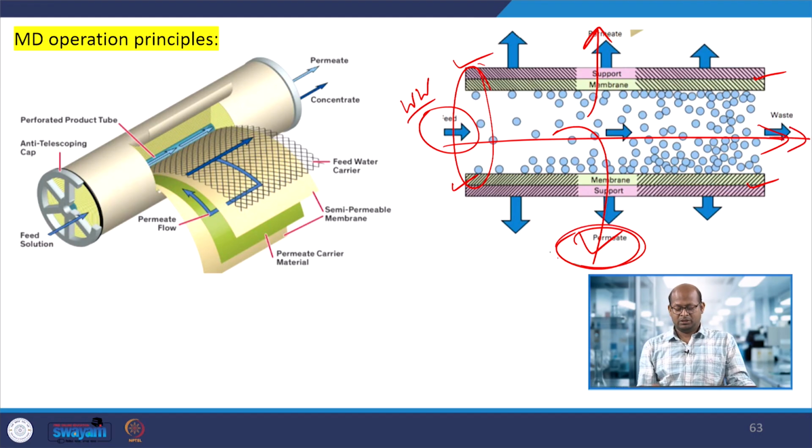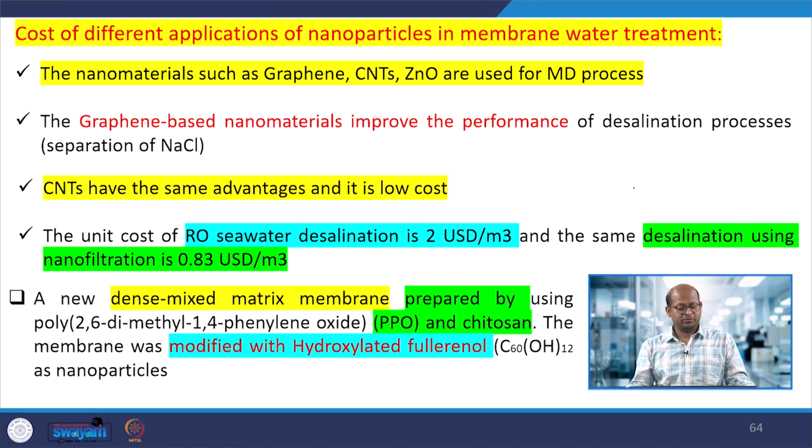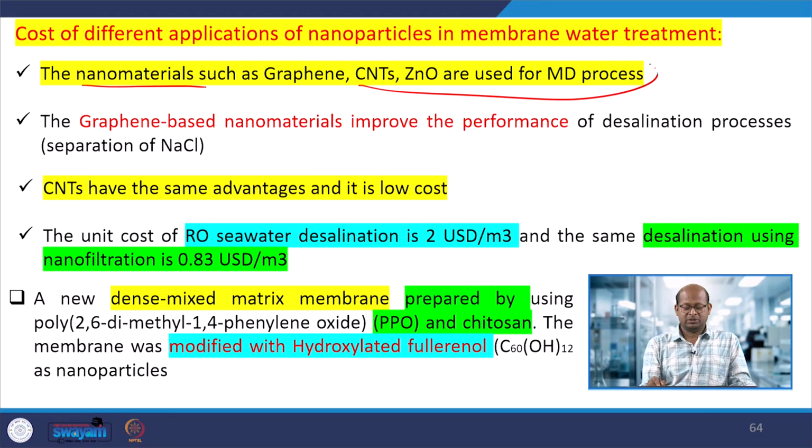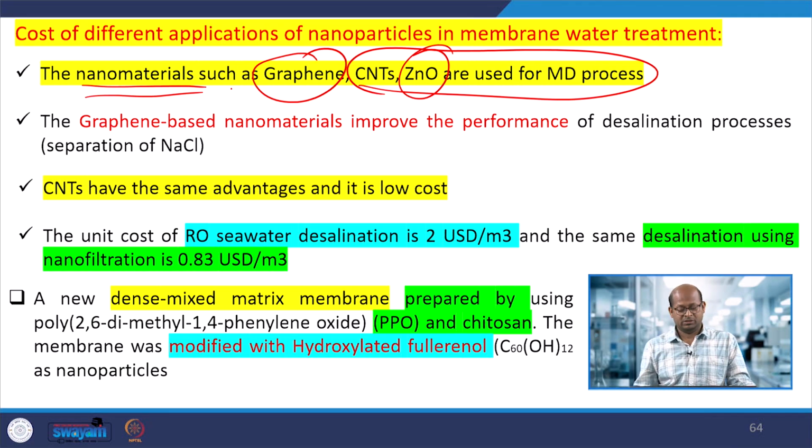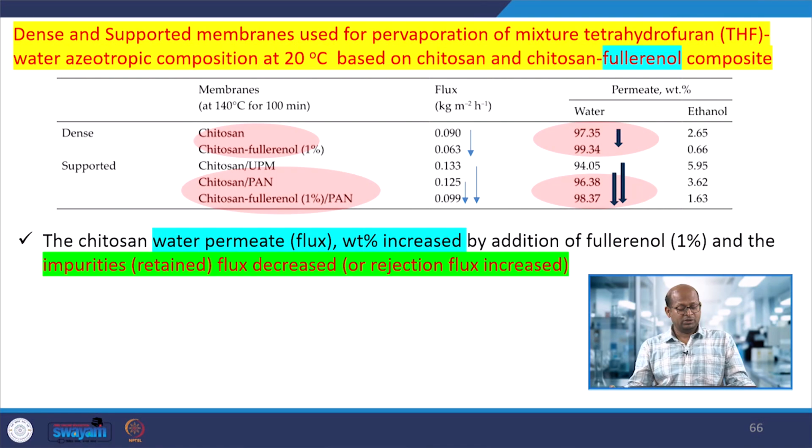Here the membranes we can modify with the different types of materials I mentioned: graphene, zinc oxide, CNT, and different metal oxides. We can use them to modify the membranes. That helps to separate out the different types of contaminants present in wastewater, so we can easily separate them.